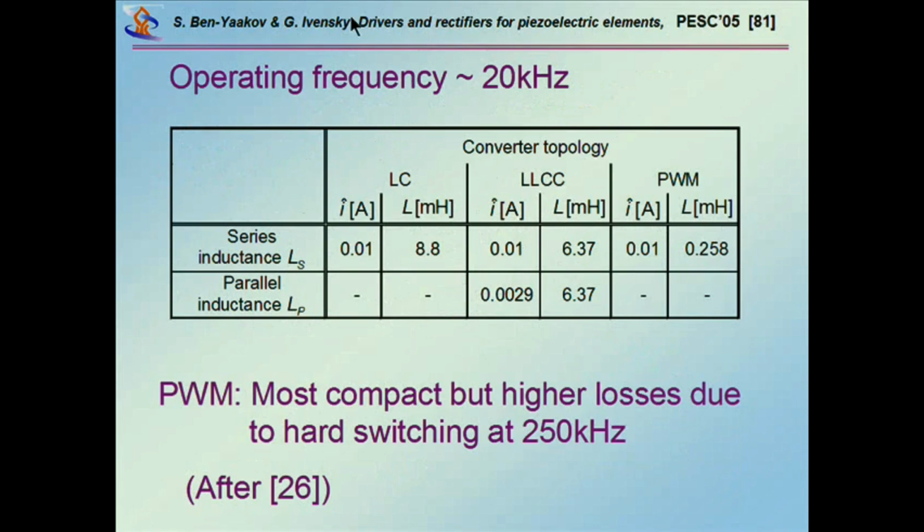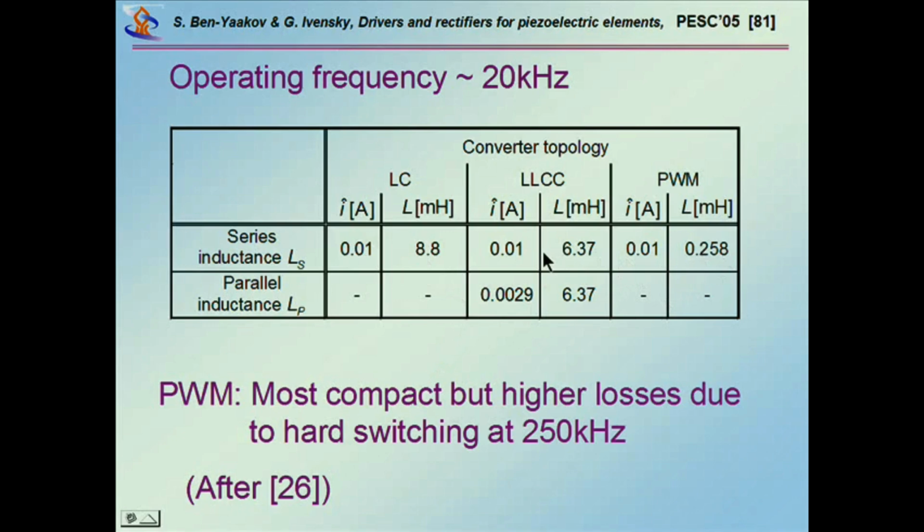Now, what they have found is interesting, that if you compare the inductances, then you find out that for the PWM, you need the smaller inductance for the filtering, as compared to the resonant structures. For the resonant, the reason is very simple.